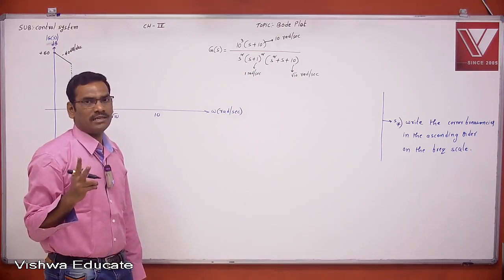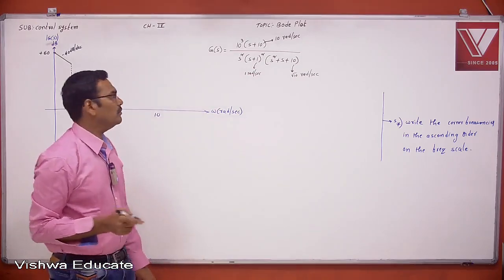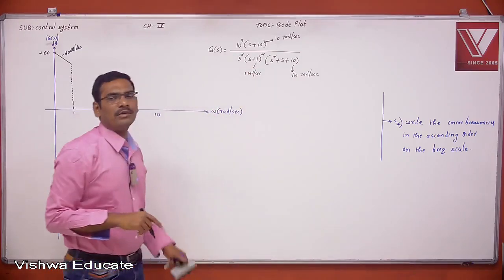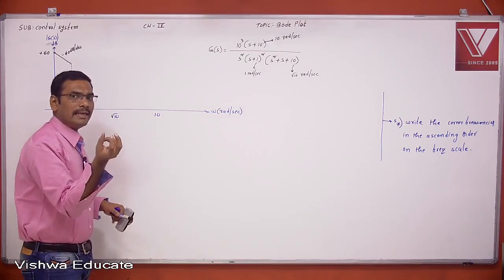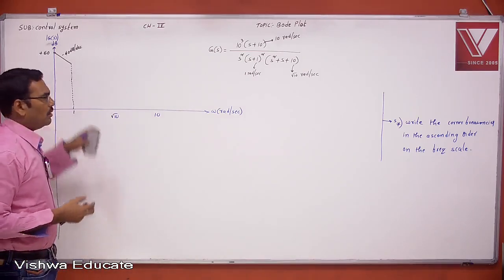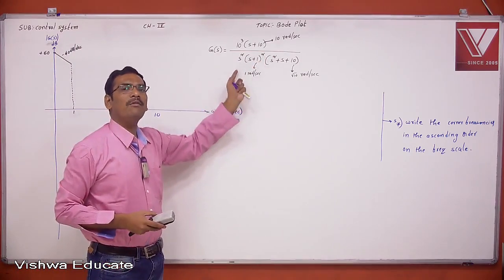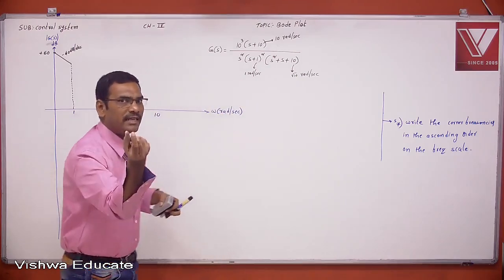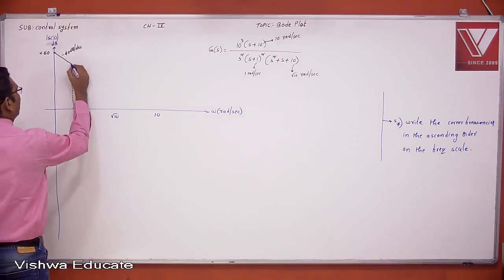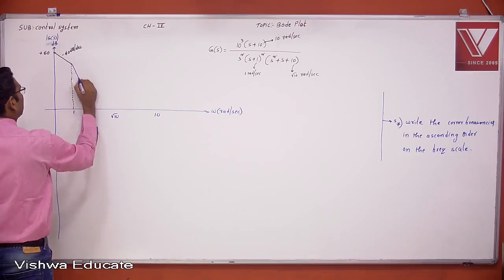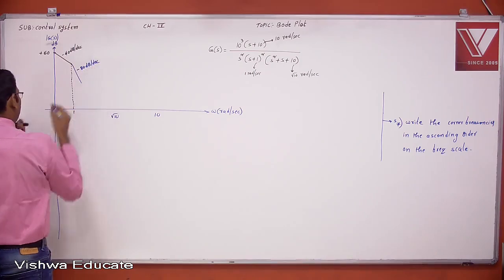Two simple poles, or two finite poles, produce a slope of 2 into minus 20. 2 into minus 20 means how much? Minus 40. So that minus 40 you should take and add to the previous slope. Now at 1 radian per second, two simple poles, 2 into minus 20, minus 40. Now that minus 40 you have to add to the previous one. So now minus 40 minus 40 becomes minus 80 dB per decade. Now the slope is minus 80 dB per decade.